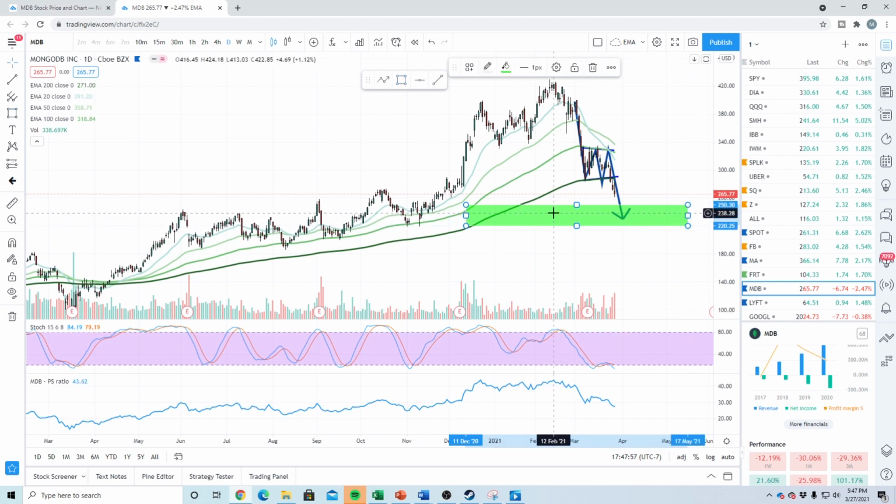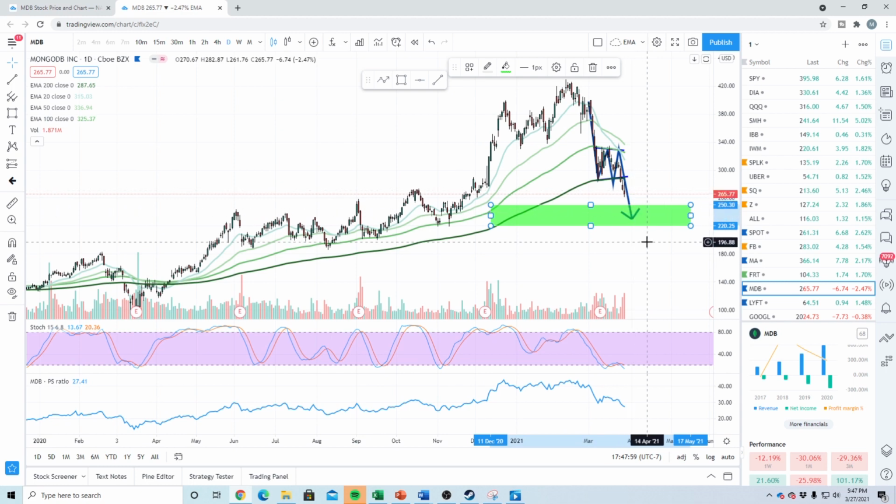I don't know if that's going to be the bottom. I mean, this thing could easily blow through it, but I'm hoping that MongoDB is able to fall below and I can get a price below 250. So if it falls below 250, I'm probably going to be looking to purchase a little bit of MongoDB again.